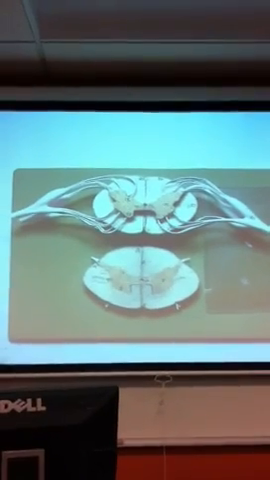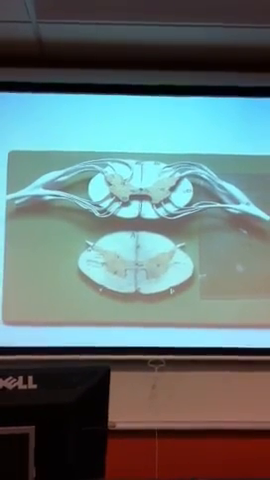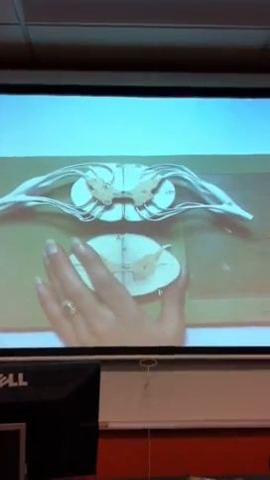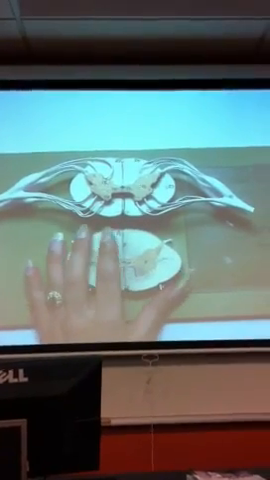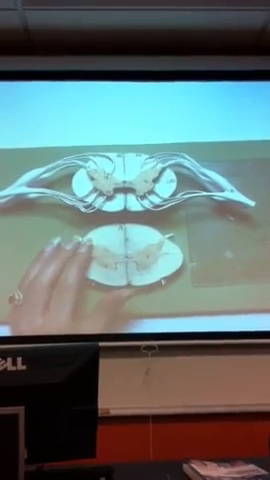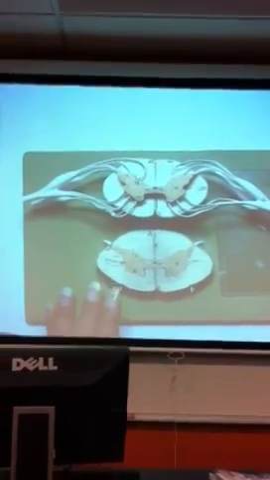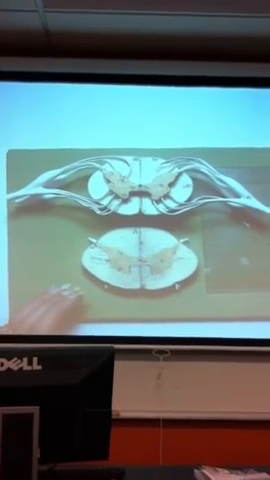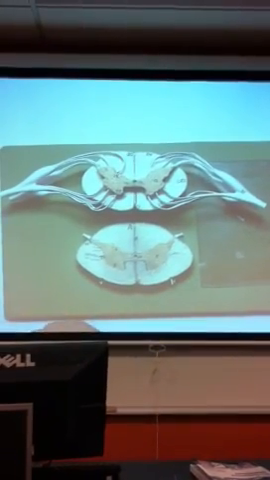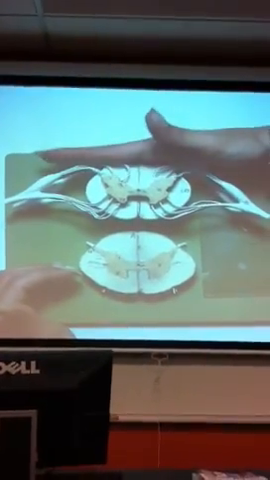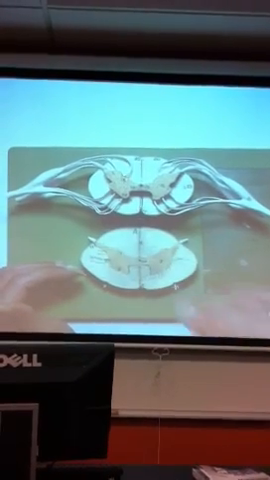Before you get started, the first thing that you should do when you come up to a station that has a spinal cord model is make sure you know what side is dorsal and what side is ventral. This is the dorsal side, this is the ventral side. How do we know that?